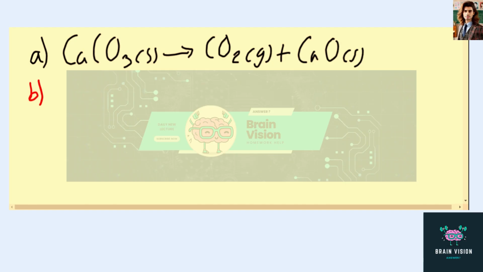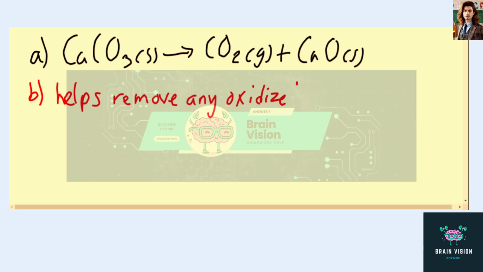For B, it says why is lime used as a flux. So a flux helps remove, it kind of purifies your sample, so it helps remove any oxidized metal.